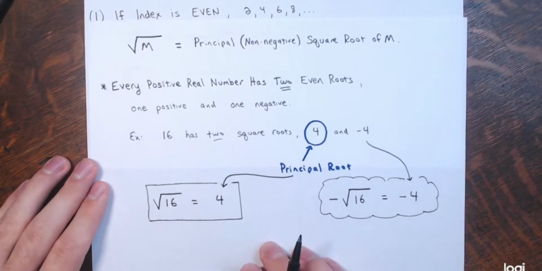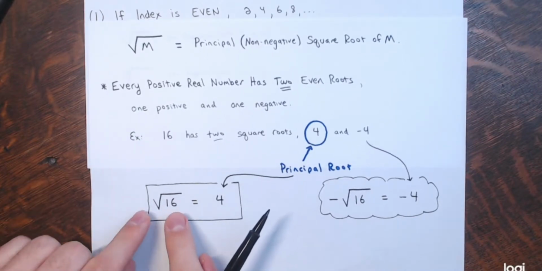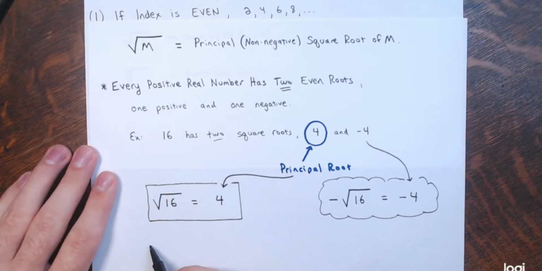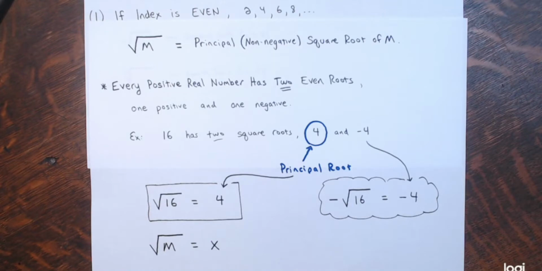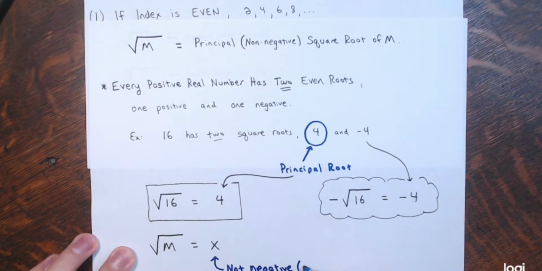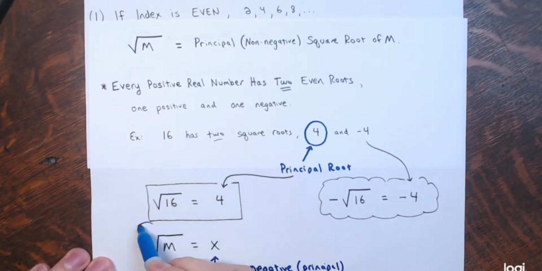All right. So please, when you see the square root of something equals something else, say equals some number x, this is the principal root. This is not negative. It must be the principal. So this is huge.